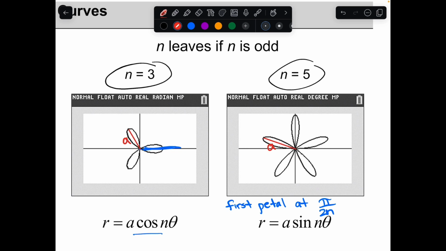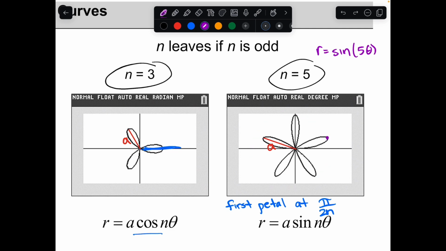Now, the first petal appearing at pi over 2n might not make a lot of sense, but let's think about it for a second. If we look at the right side, we're saying that this is r equals a times sine of n theta, where n is equal to 5. So let's rewrite that, and let's pretend that a is equal to 1, just to simplify things. So we have r is equal to sine of 5 theta. That is our function, and that gives us this graph right here with 5 petals.